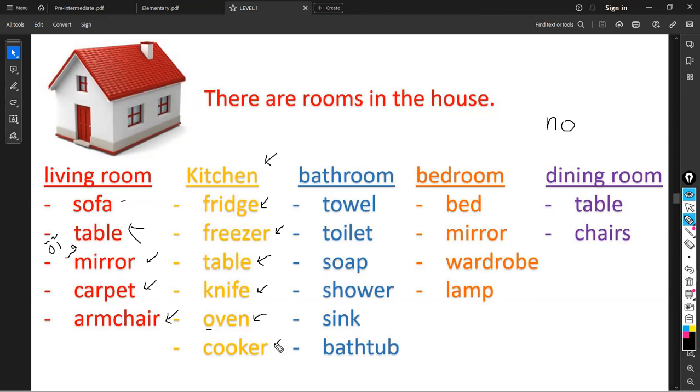Okay. How many cookers do you have? There are four cookers. Amazing. Thank you so much, Zainab.